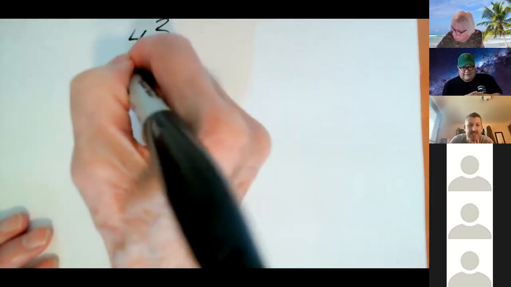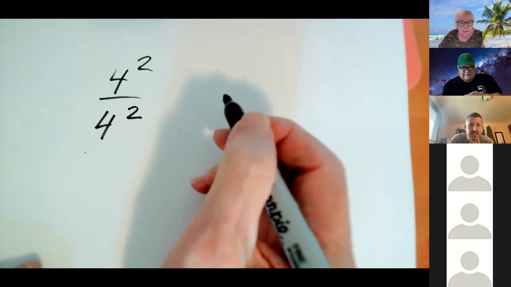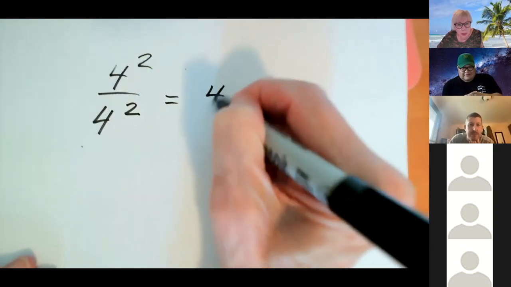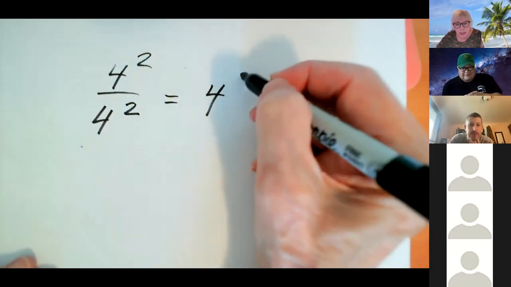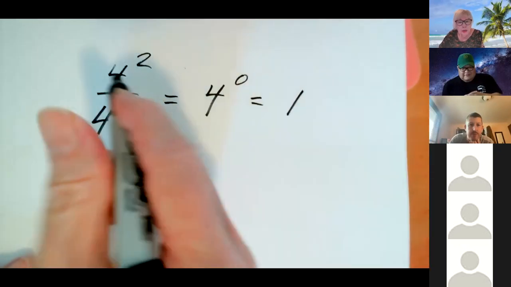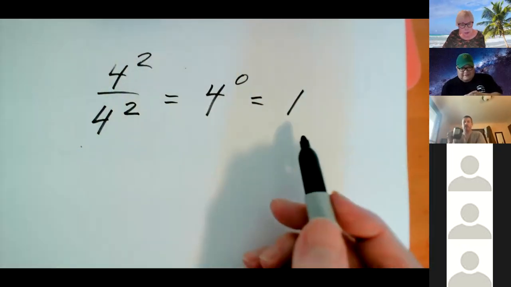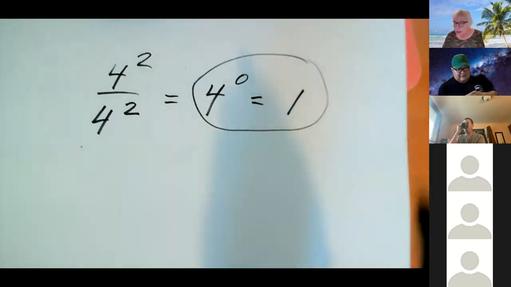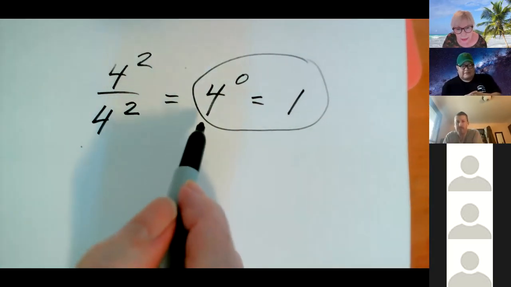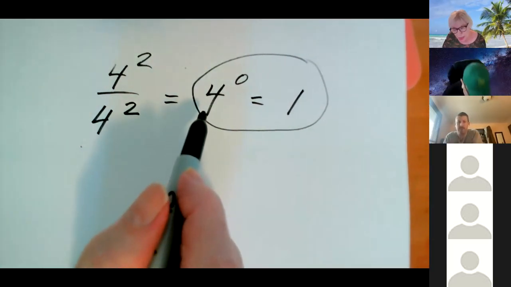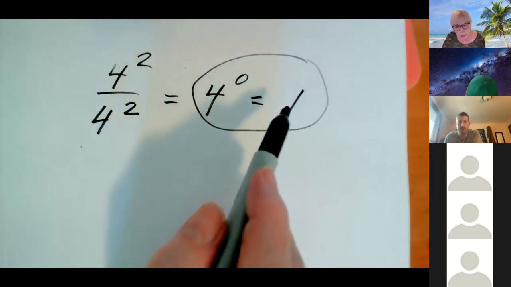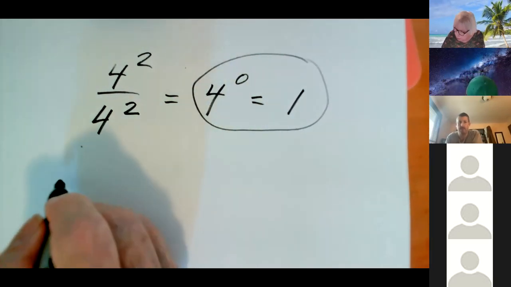4 to the second over 4 to the second. See, it didn't matter what the base was. The subtracting, this would be 4 to the 0, but we know this is 16 and so is this, and that's 1. So any number, well, almost any number to the 0 power is 1. There is one exception.